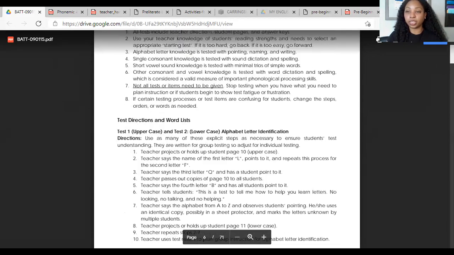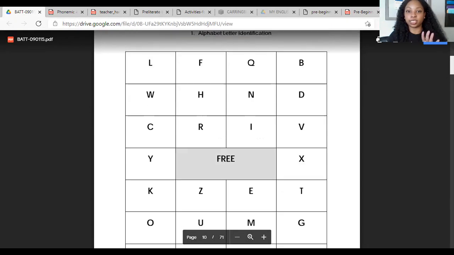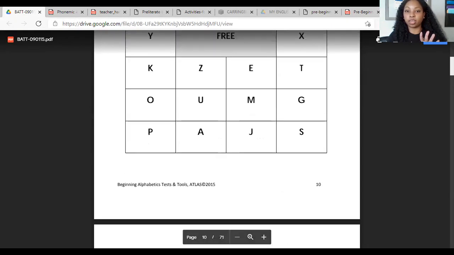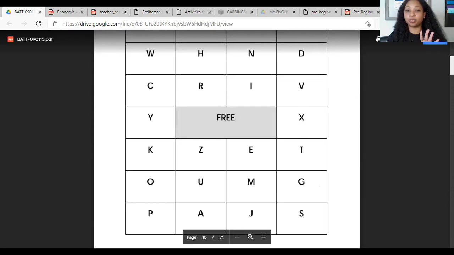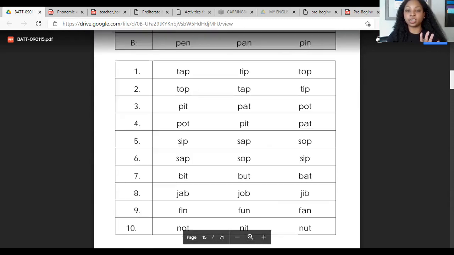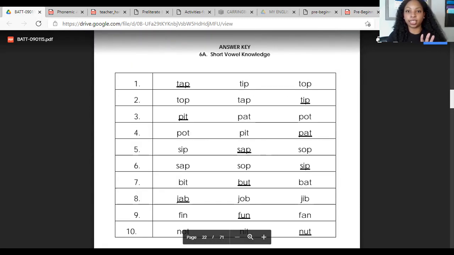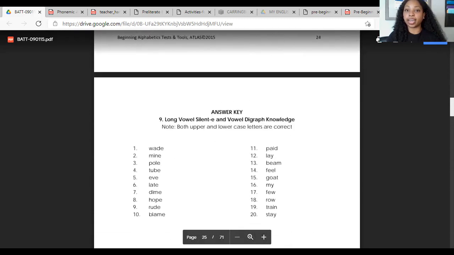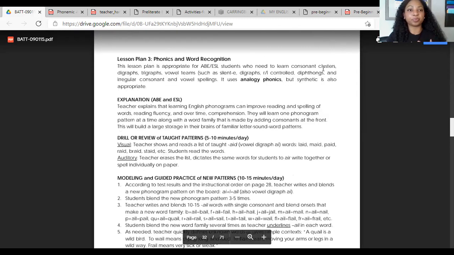It also includes a lot of resources and things that are already ready-made for you. So this is a really great resource, and English Code Crackers has additional activities that align with this.